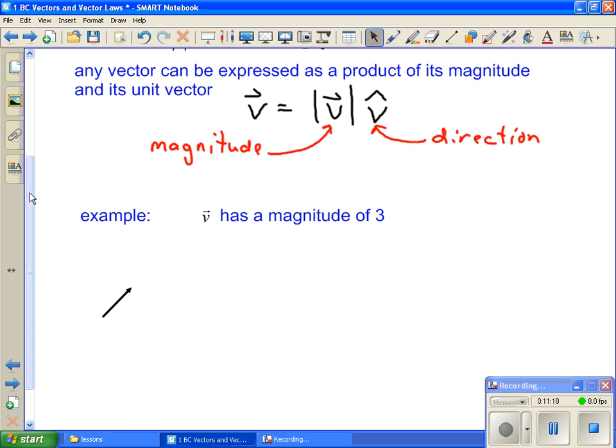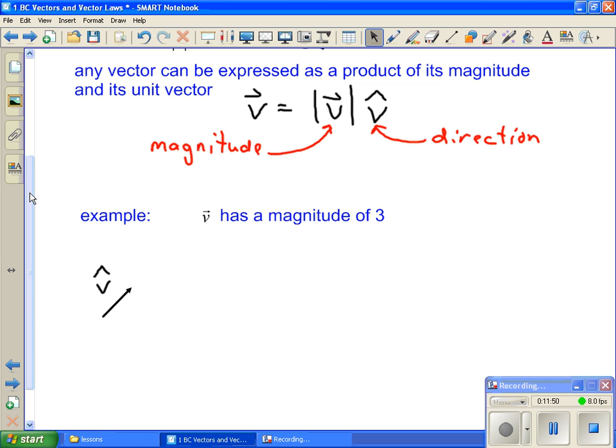So let's say we have a vector here. We'll call this our unit vector, v hat. And we want to make a vector v that has a magnitude of 3. How can we take this unit vector and turn it into vector v that has a magnitude of 3? What do we need to do to our unit vector? Or how many of these unit vectors do we need? And we're going to need 3 of them.